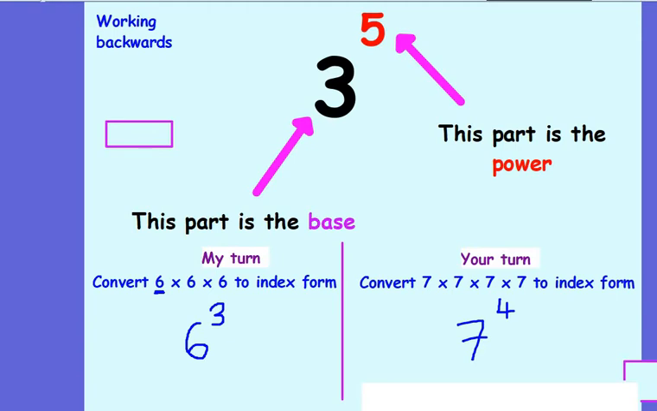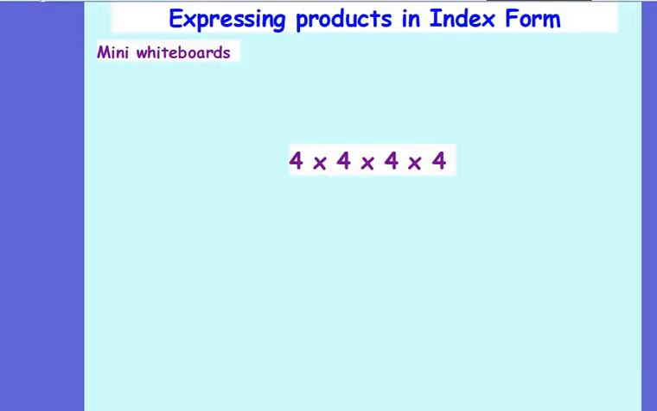Right, Year 9, mini whiteboards or light blue books. Can you express this in index form for me? 4 times 4 times 4 times 4. Okay, our base is going to be 4 and our index this time, our power, is 1, 2, 3, 4. So I've got 4 to the power 4.